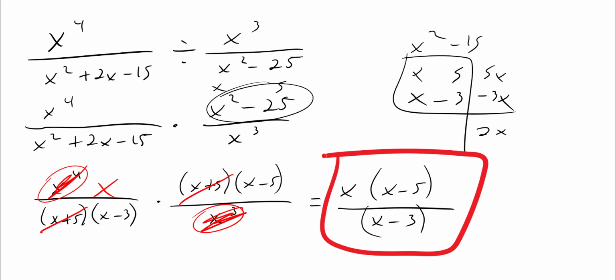Can't cancel anything else out because they're not the same. X minus 5 and x minus 3 have nothing in common. You cannot cancel it out. Okay? All right, got one more to do with you guys. Again, these are pretty mellow. Again, a lot of factoring involved here.